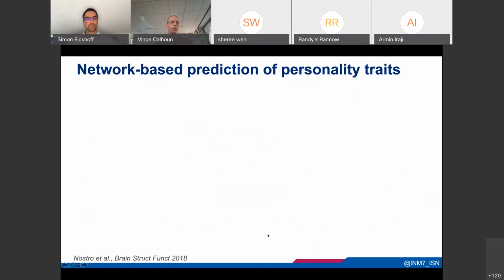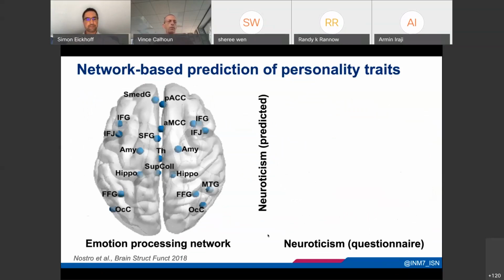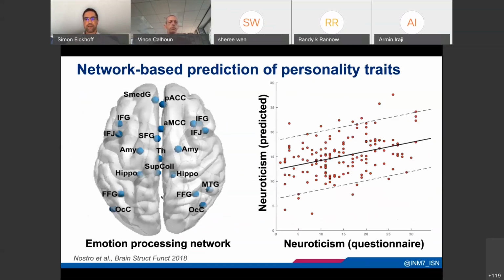Is this information useful for prediction? Glad you asked. Here's an example where we tried to predict personality traits. What you see on the left is the emotion processing network, and what you see on the right is the prediction of individual neuroticism in new subjects, from the network connectivity in or among these areas. As you can see, we can do that reasonably well. This is a correlation, I think, of 0.3 something. So that's good.